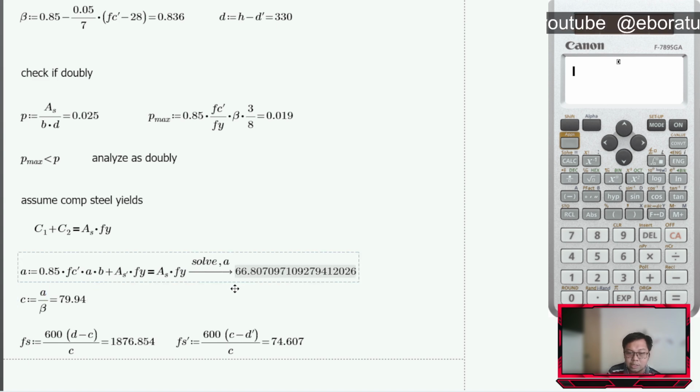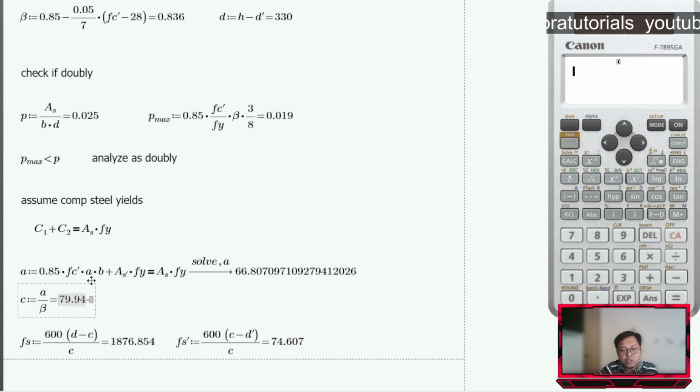Ang A is actually 66.8. You can use your calculator shift solve. After solving for A, you can now solve for C. Sorry. So, you can now solve for C. C is actually A over beta, which means C is 79.94.